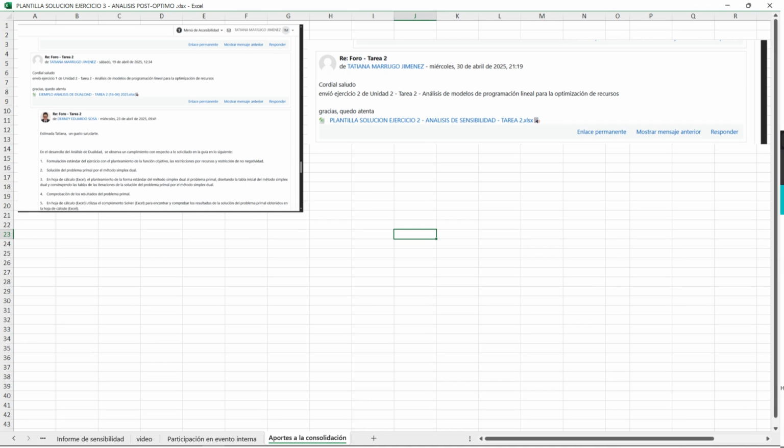General conclusion. Throughout these 3 exercises, dual analysis, sensitivity analysis, and post-optimality analysis, we have explored different facets of the same linear programming model applied to industrial production. 1. Dual analysis identified the resources that truly limit the plant's efficiency. By assigning an economic value to each input, we can prioritize investments where they have the greatest impact.